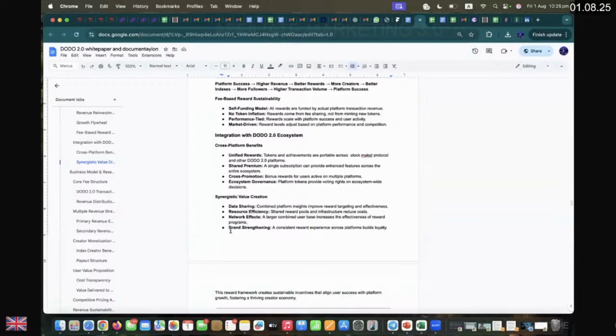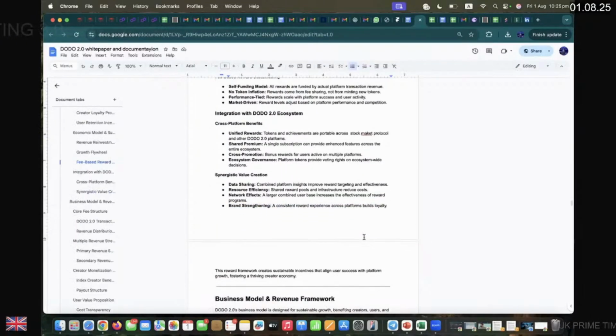Brand strengthening. A consistent reward experience across platforms builds loyalty. So if you are just active on the platform for 1 year and let's say you earn some experience points, you will go home happy and sleep well, because you earned something for consistently staying with the platform for 1 year.